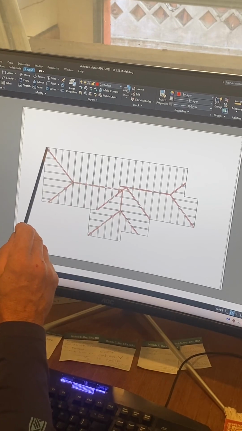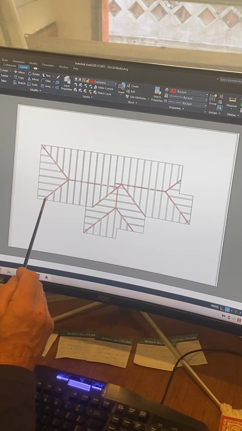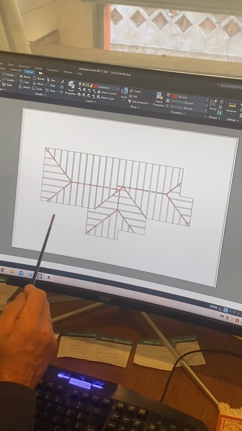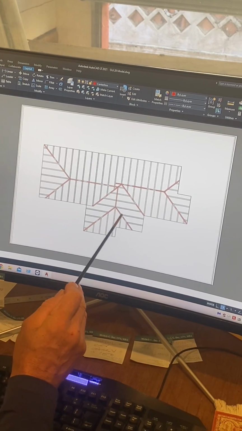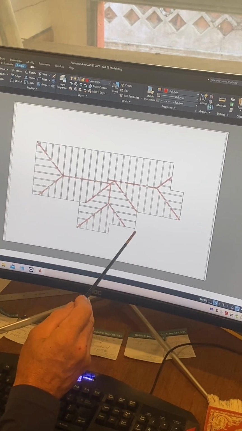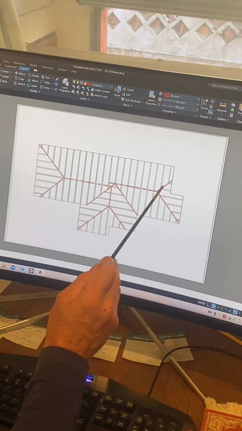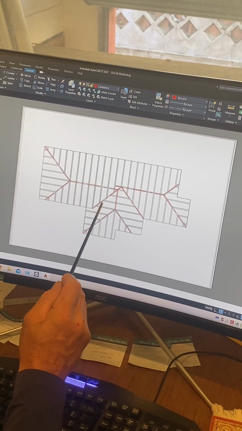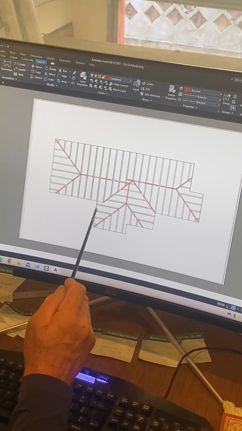the hip runs out to the corner here, but it's shy of the corner there. And that happens in three places, there and there. See, it doesn't come to the corner, this corner, and here, and the same with the valley. The valley doesn't run all the way down to the plate here.